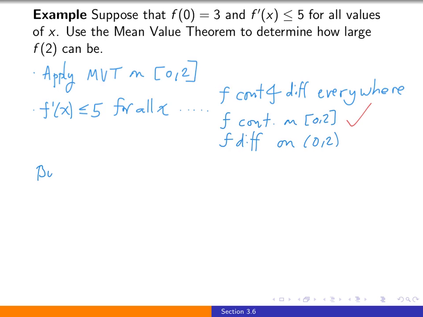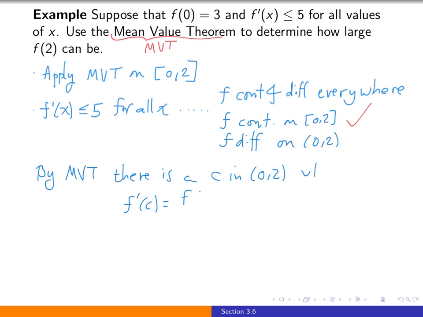So by the mean value theorem, and oftentimes I will just abbreviate MVT to stand for the mean value theorem, there is a c in (0, 2) with f prime of c equals f of 2 minus f of 0 over 2 minus 0. And the question is, what does this really tell us? We want to know something about f of 2, and we know what f of 0 is. So f of 0 is 3.